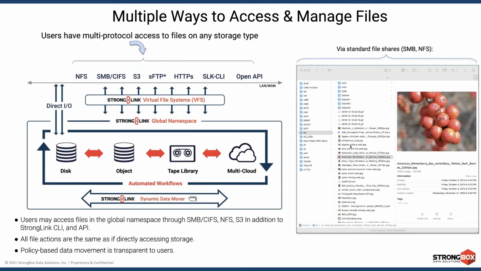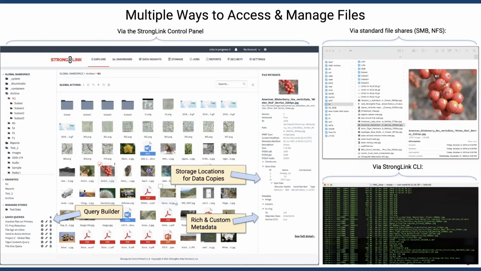So a user may only see a mount point for their data, accessing it as they would with any file share. But the reality is this file may live in multiple storage locations. If you look into the StrongLink user interface, you'll see that this same file also lives on multiple different storage types. Copies that may be tiered there or migrated there, or simply to manage copies for protection purposes.